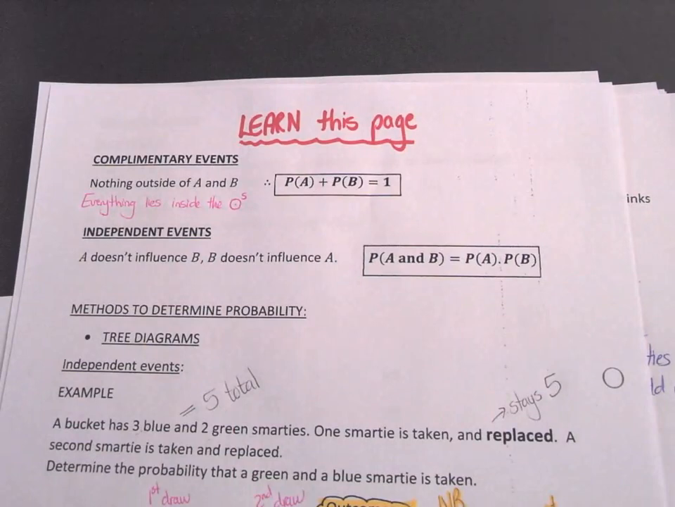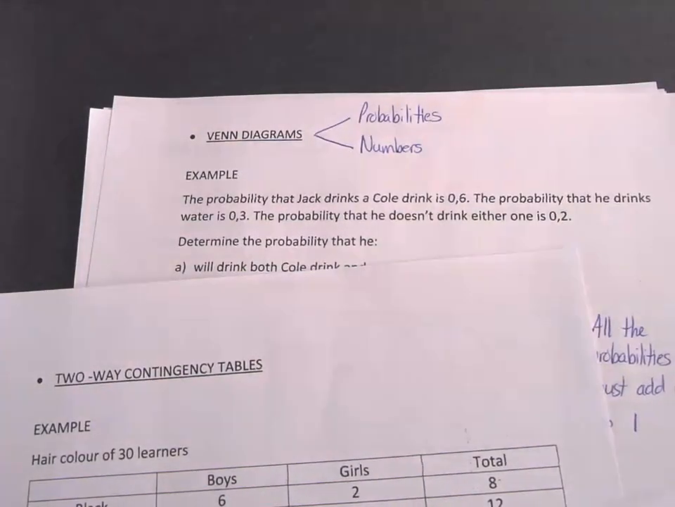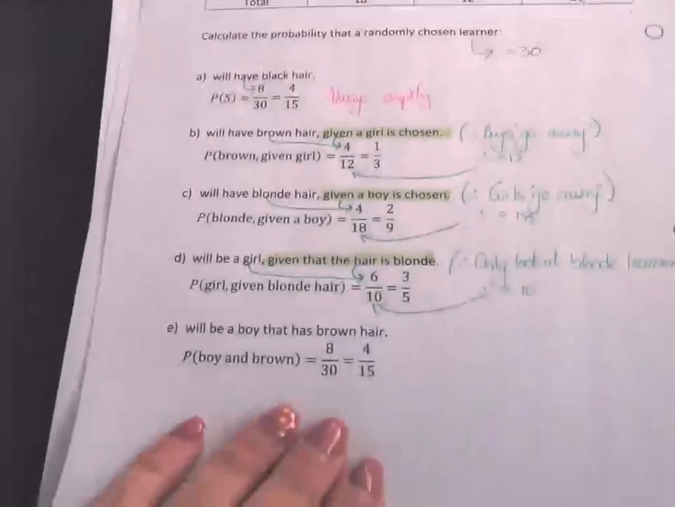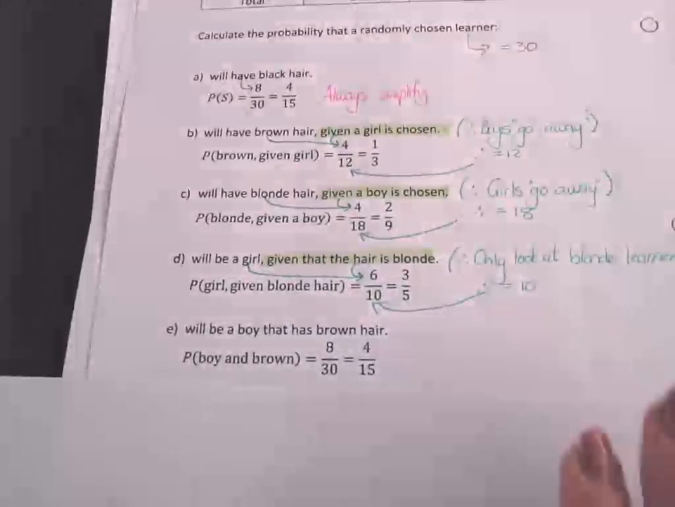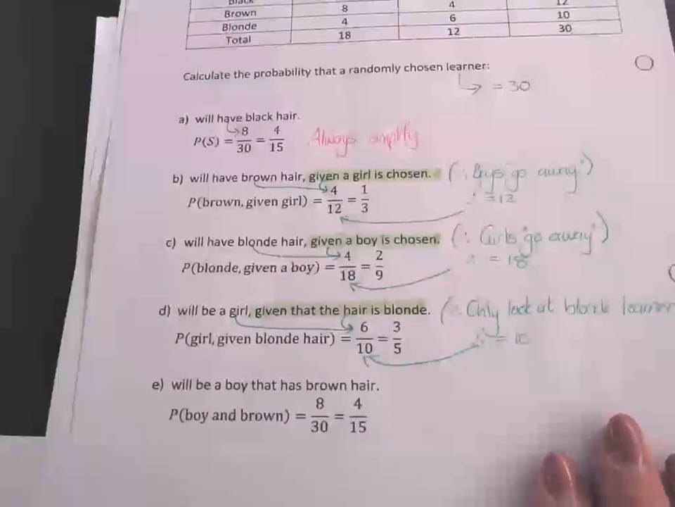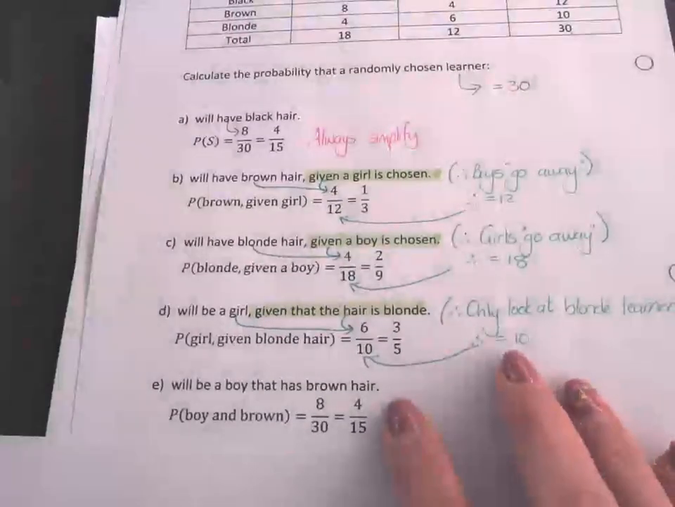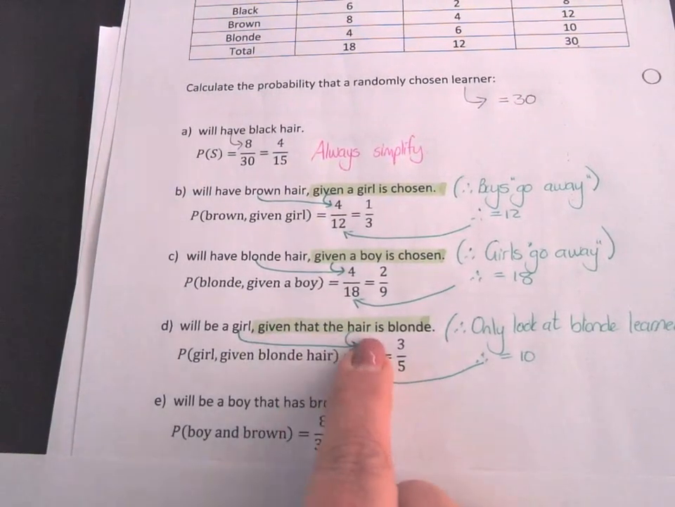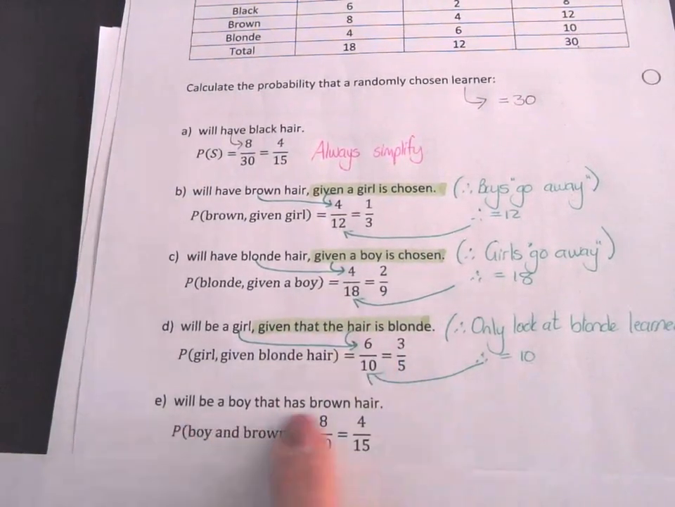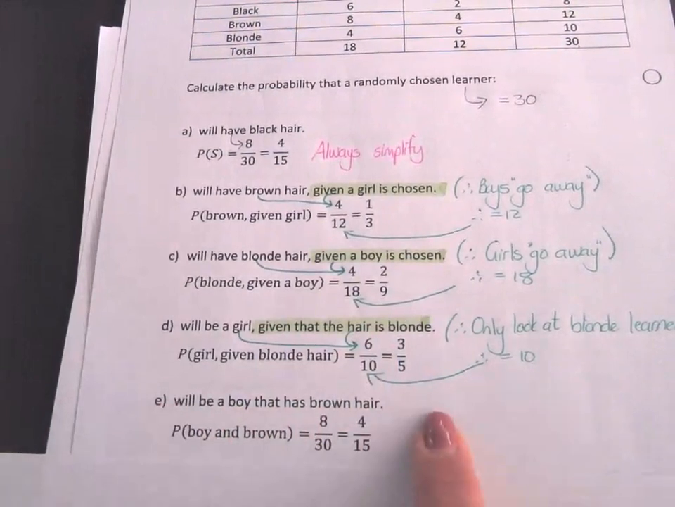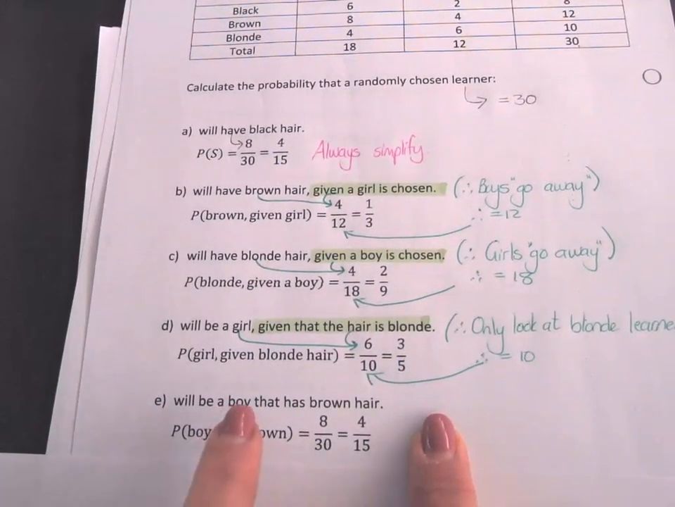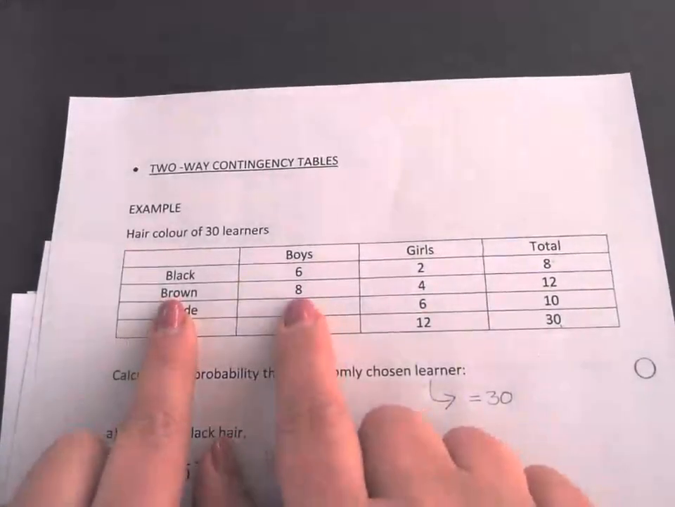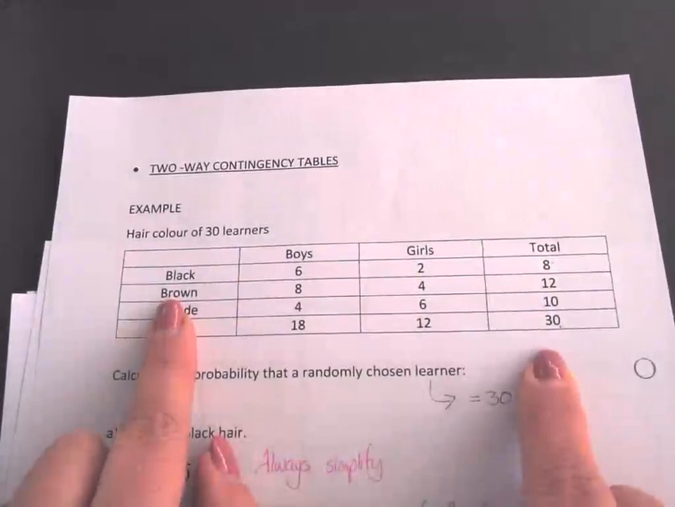For the blonde given event, you use the total 10. But for the boy that has brown hair, you use the entirety. The keyword was given that it's blonde. Here, I don't give you anything, so you use the grand total. And then you look for boy brown. So boy brown is 8 over 30.